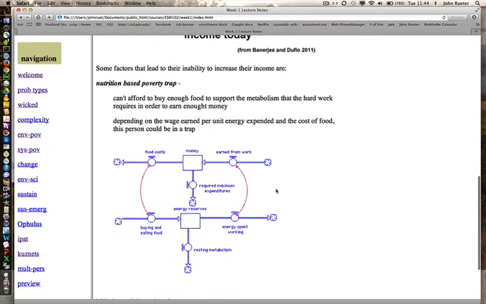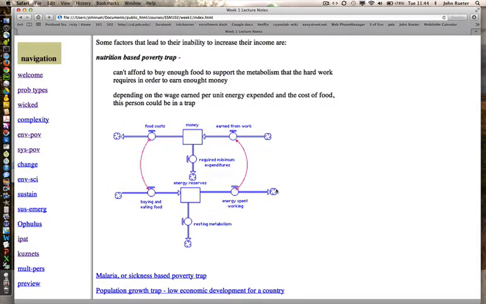And just as a preview of that, here's a systems-based discussion of the downward spiral that is called the nutrition-based poverty trap. People need to earn money from work, and then they spend the money on food. They use the food to eat to just maintain their current health, but also they need extra food to be able to work hard. Well, if they don't earn enough money to buy the food, then they have less food, then they can't work as hard, they have less money. It becomes a downward spiral. That's the sort of systems view of this trap.